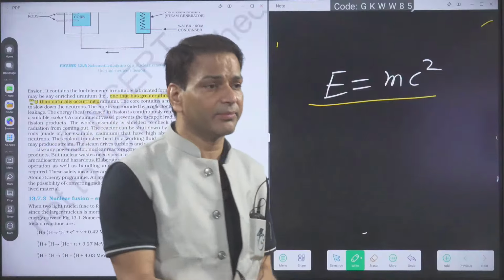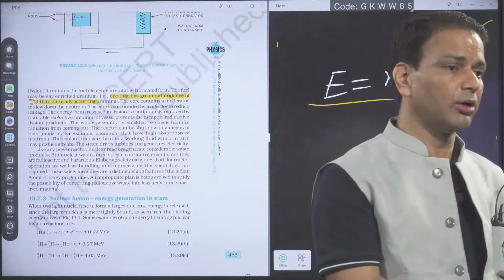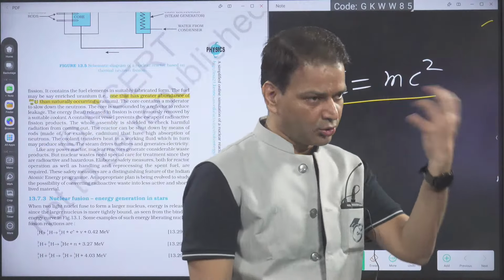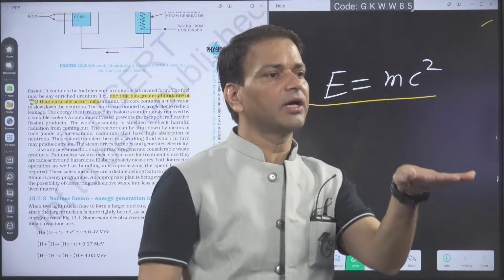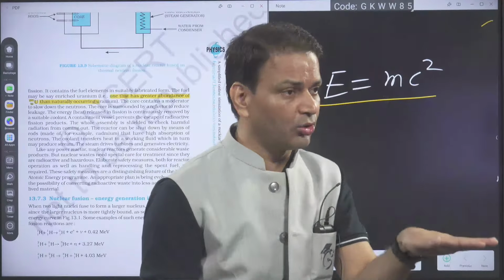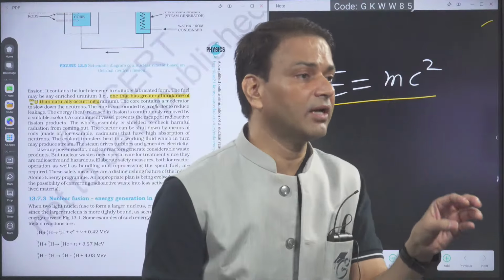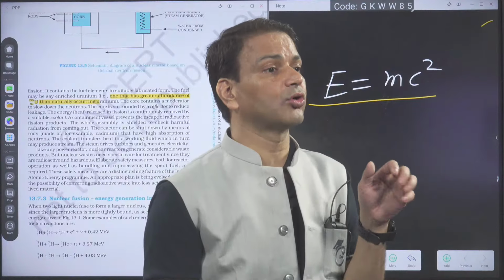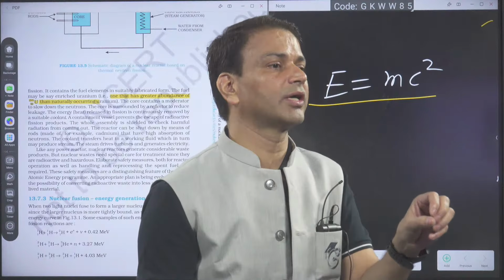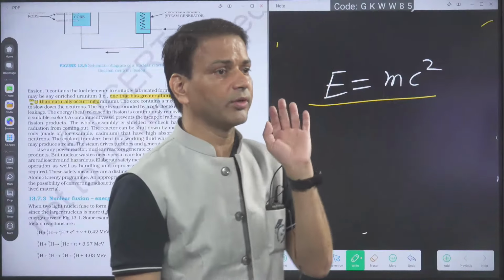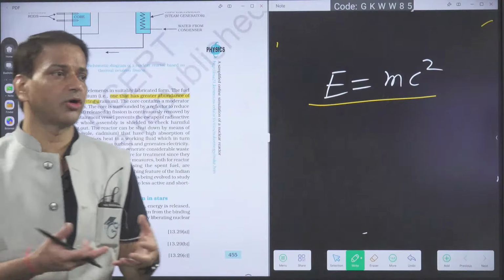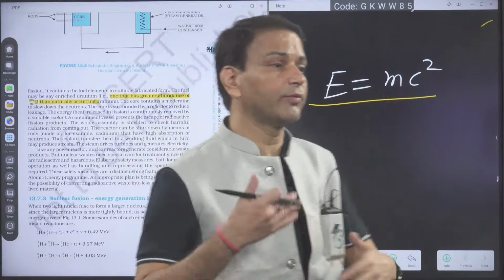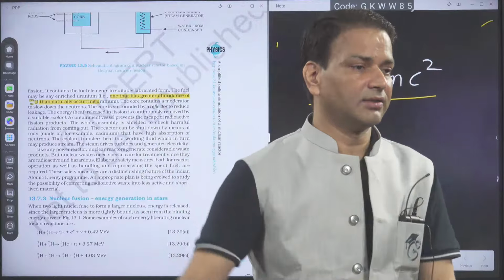For that purpose, we are using the neutron absorber. Boron and cadmium rods we are using as a neutron absorber, and the moderator is used to slow down the neutron. Heavy water and graphite rod we are using as a neutron moderator. Best moderator is the heavy water, that you have to remember. Neutron absorber is absorbing the neutron, so that the number of neutrons is not continuously increasing.